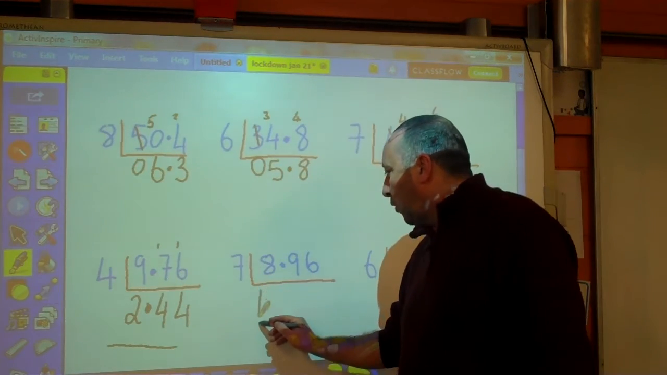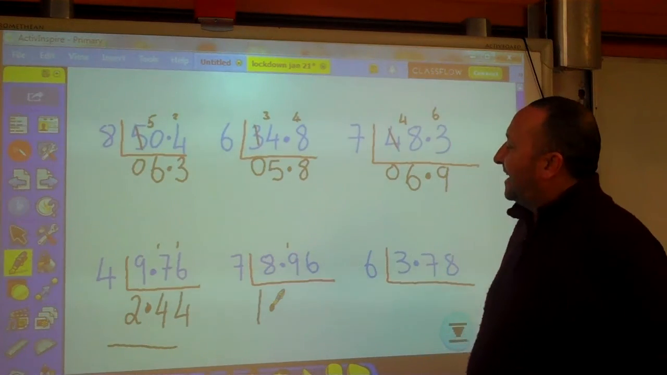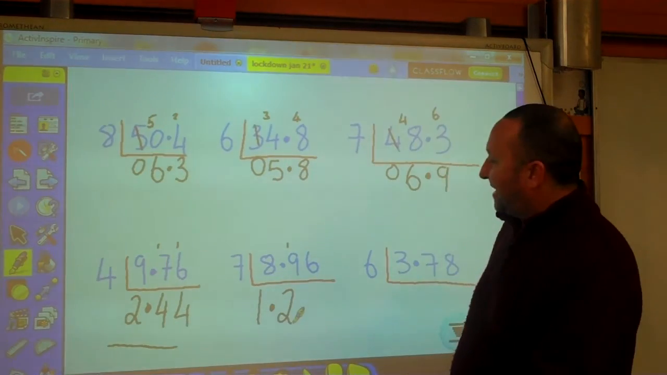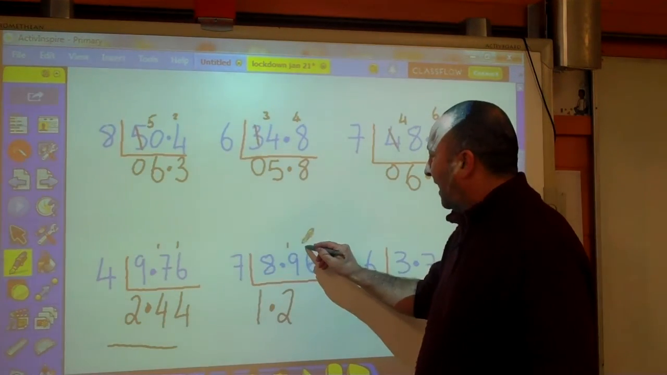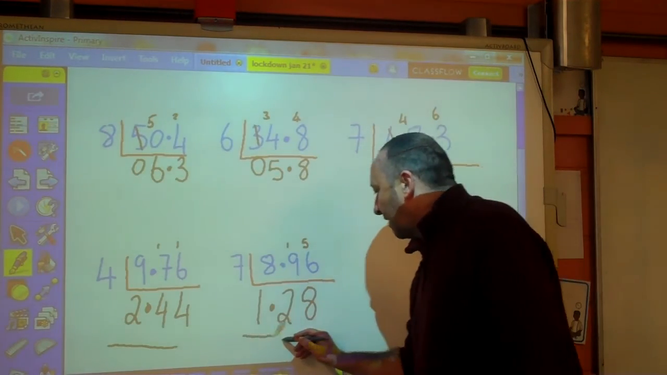7 into 8 will go once, 1 carried over, put in your decimal point to your answer. 7 into 19, well 2 sevens is 14, 15, 16, 17, 18, 19, that's 5 carried over. 7 into 56 is 8 times. There you go, there's your answer.